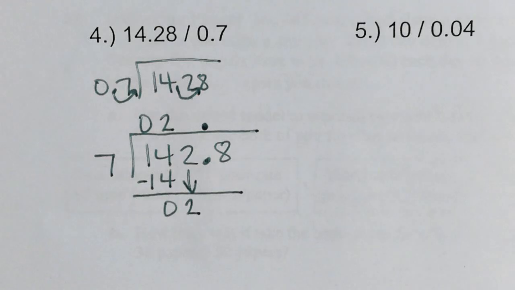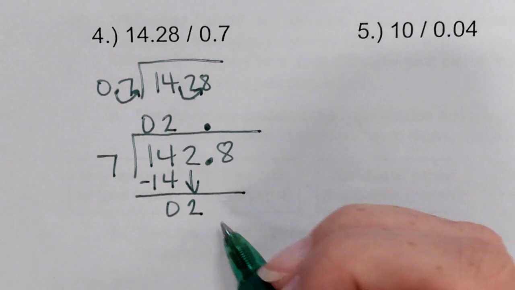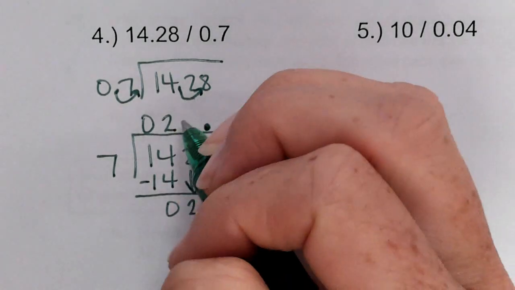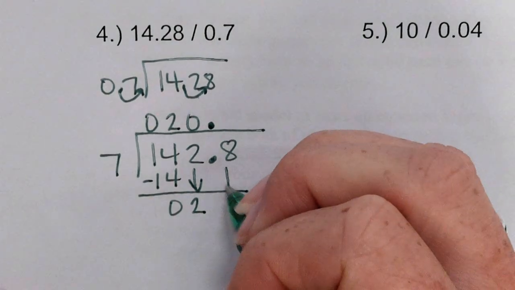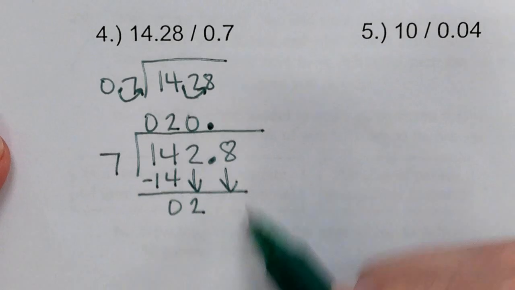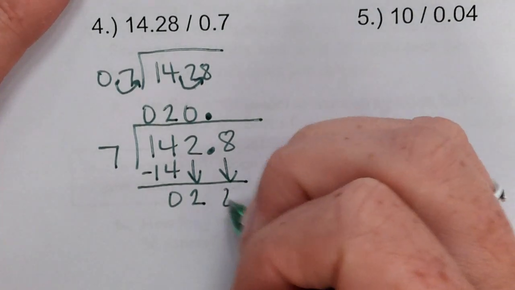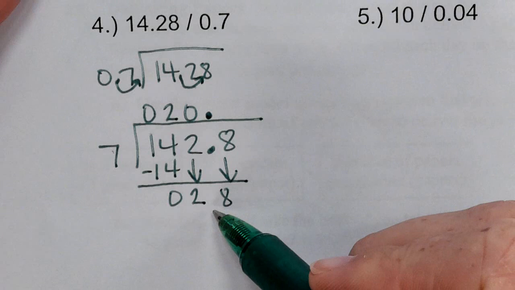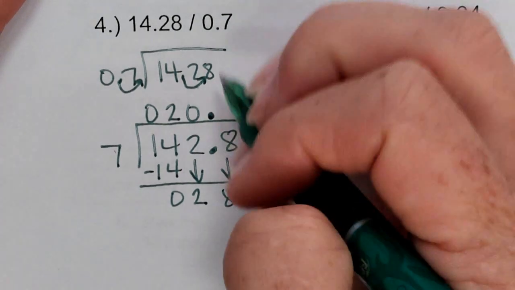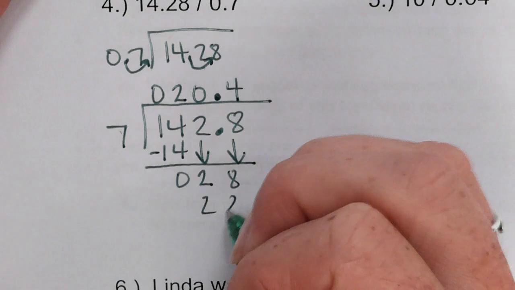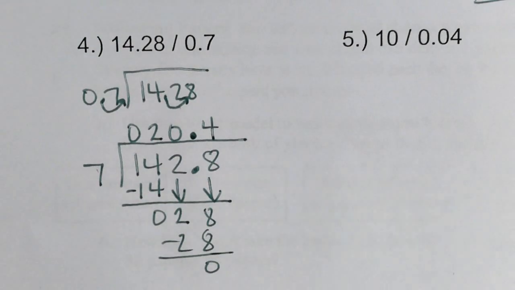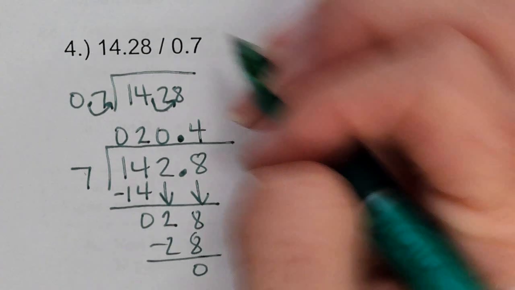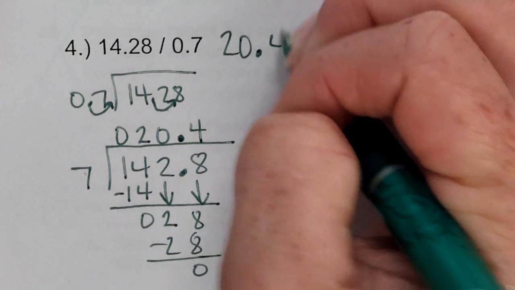I can only bring down one number before I go ask the question. Can 7 go into 2? No. So I must put a 0. Now I can bring down the 8. Can 7 go into 28? Yes. 4 times. 7 times 4 is 28. That zeroes out, so I'm finished. Round to the hundredths place. Do I need to do anything? No. So my answer is 20.4.